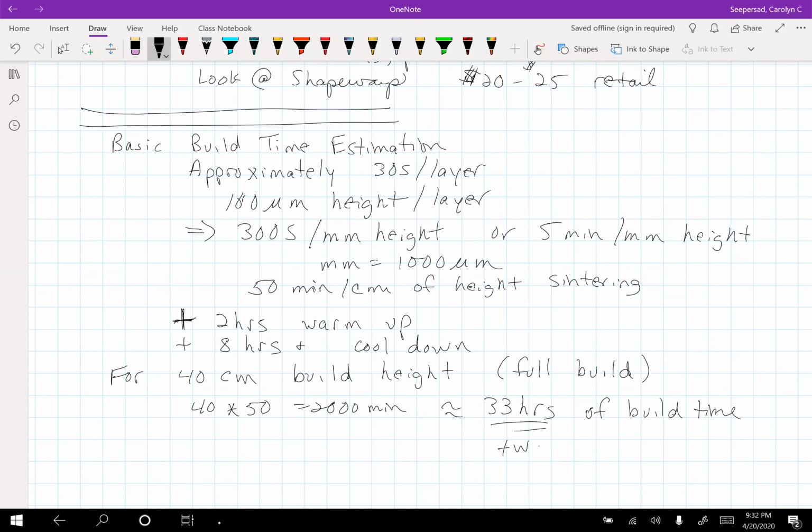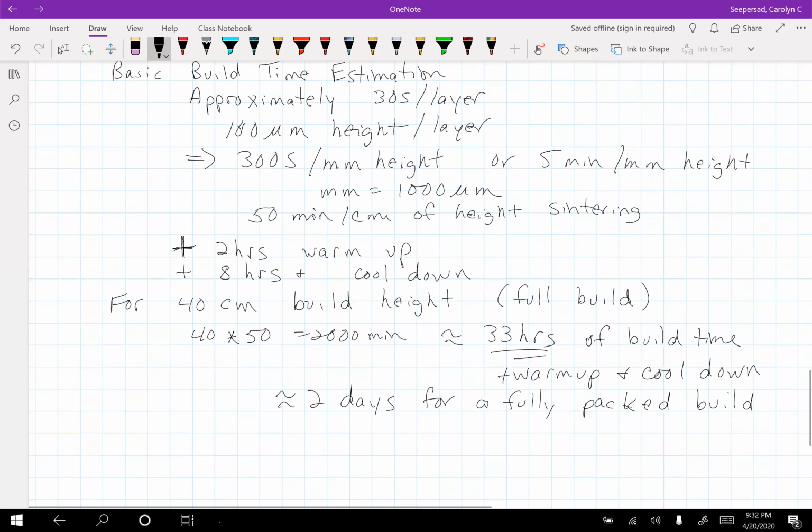Plus warm up and cool down. So you're really talking about approximately 2 days for a fully packed build. So it'd probably take you about 2 days to run that fully packed build of iPhone cases that we talked about. So that's a decent estimate of how long it would take to run a full build on an SLS machine.